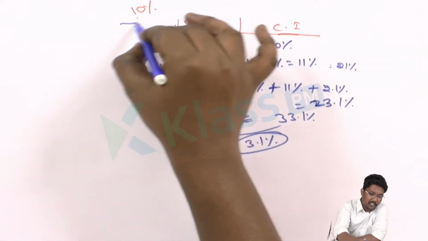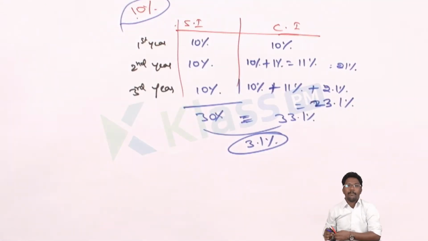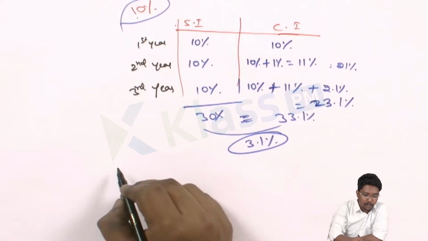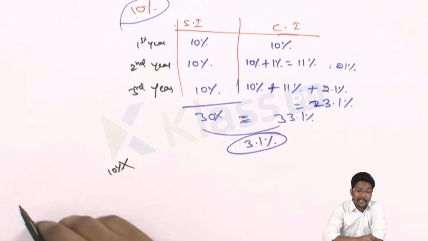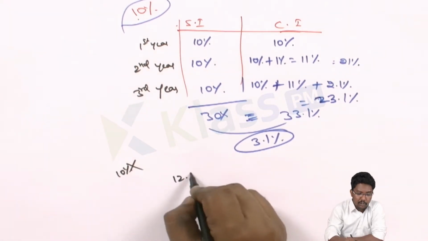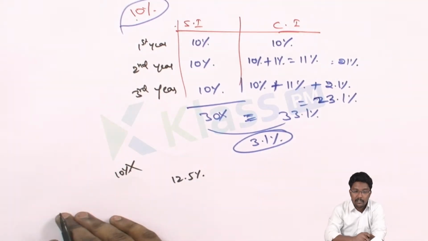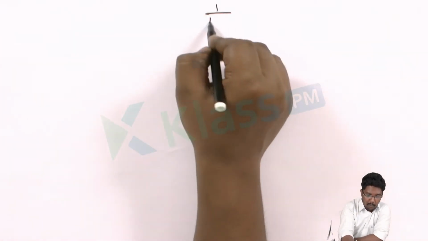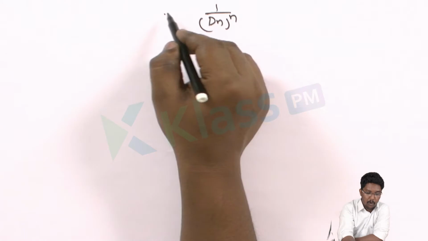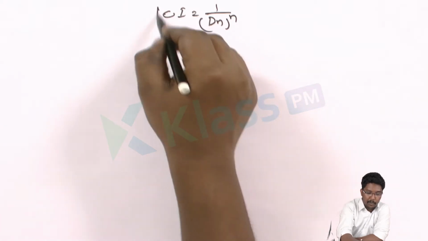So I am considering this 10% per annum. Okay. When you are calculating about 12.5% other than 10%, then how will you calculate? If you consider 12.5%, then use this method. It is nothing but 1 by denominator power n.